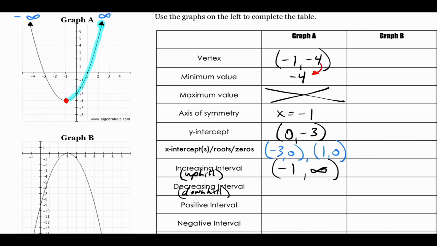So let me use a different color. Start over here. We always start at negative infinity. From negative infinity, am I going uphill or downhill? Down. When do I change? At -1. So that means the start was the arrow. The end was -1. Okay.